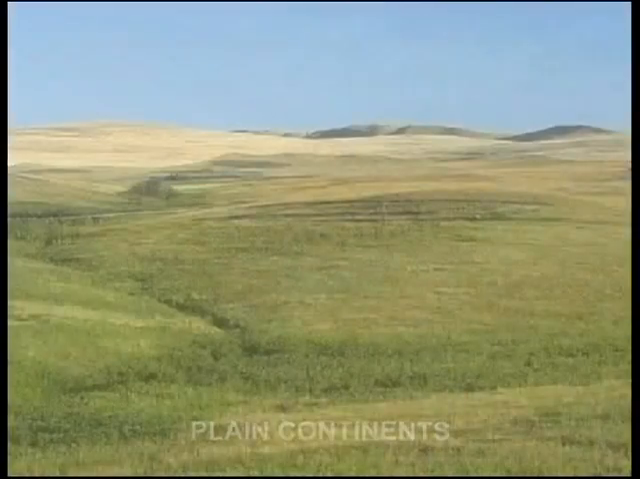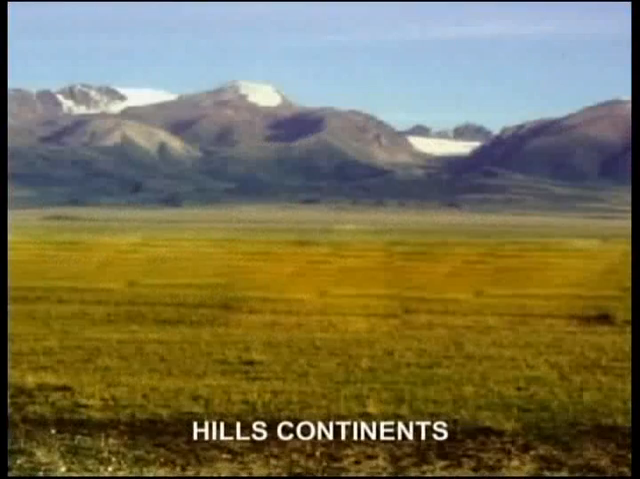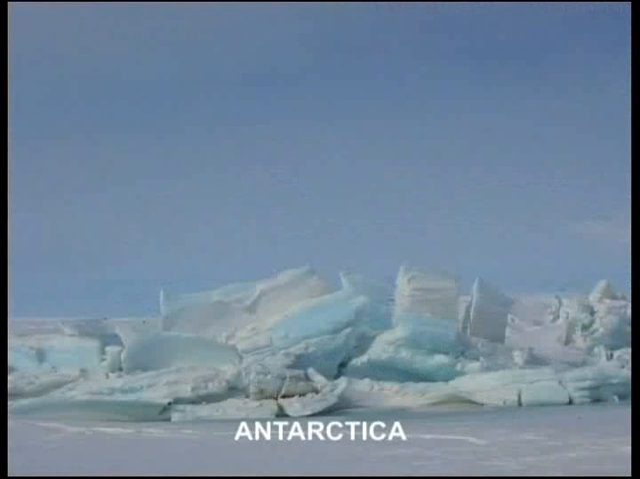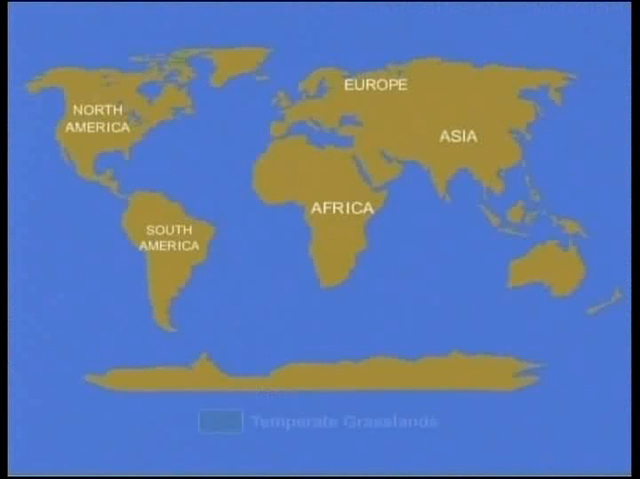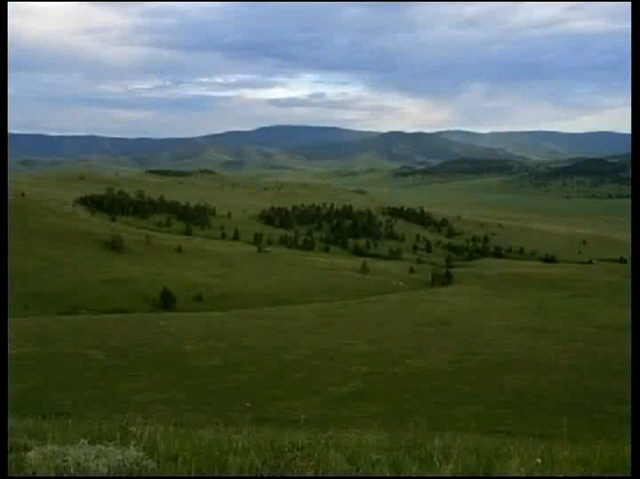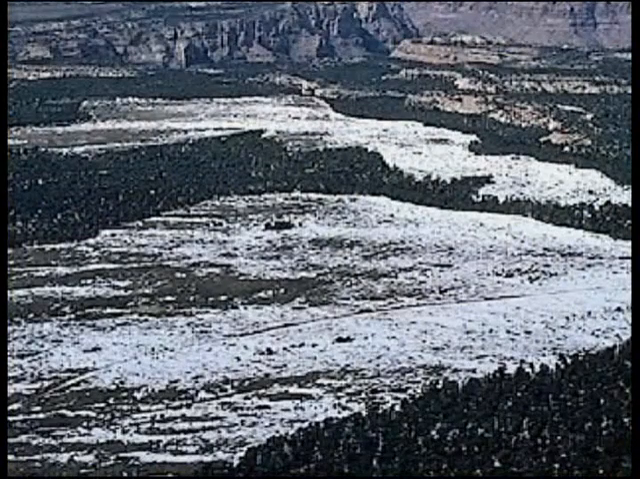Seas of grass are spread across the plains and hills of every continent except Antarctica, where it is very cold. Normally, temperate grasslands are in the center of continents far from the sea. As the name suggests, they occur in the world's moderate zone between the heat of the tropics and the cold of the poles.